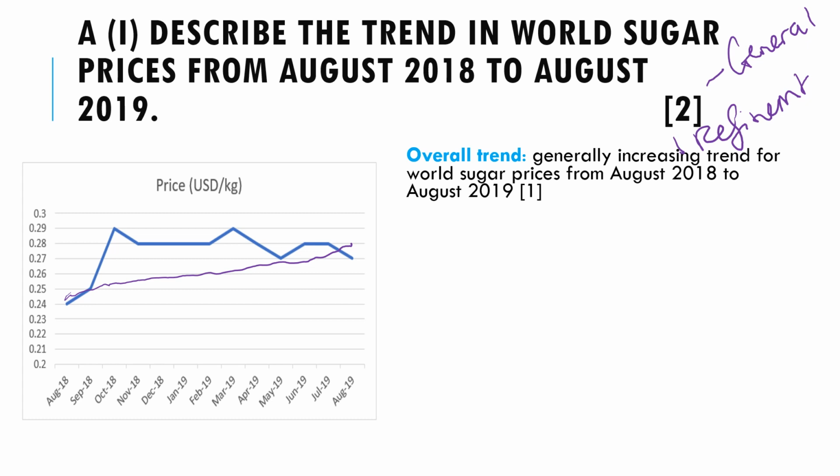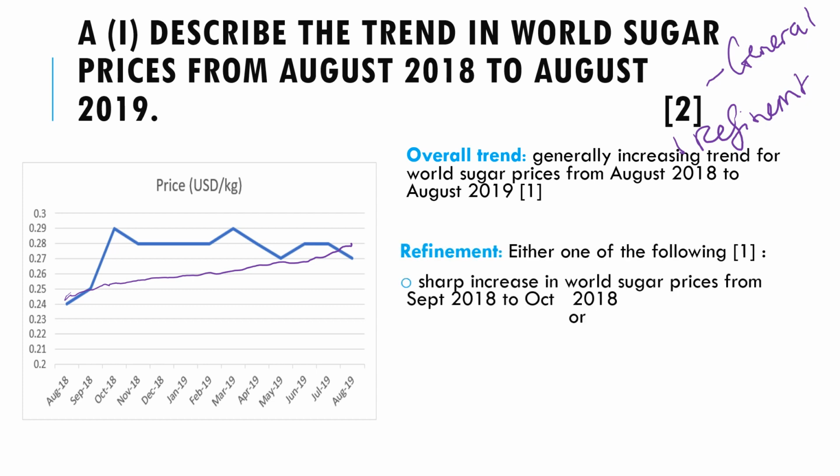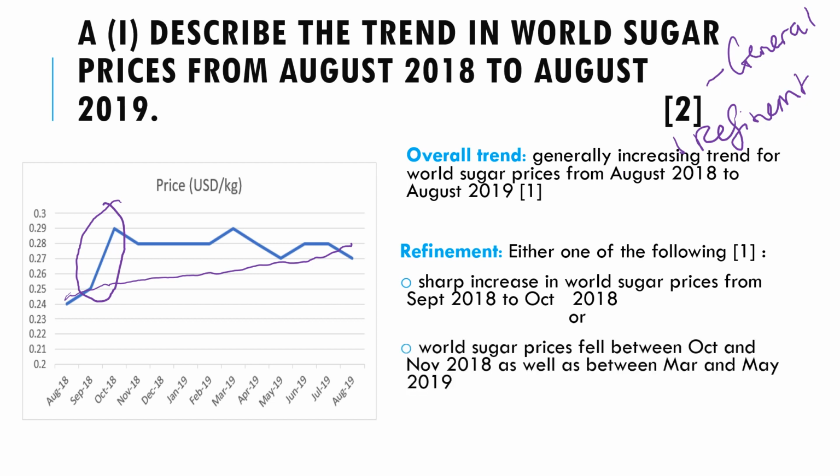So the refinement in this case could be firstly a sharp increase in sugar prices in this period, from September 2018 to October 2018, or you could look at an anomaly where the sugar prices fell during this period and this period. So you could say that the world sugar prices fell between October and November 2018, as well as between March and May 2019.